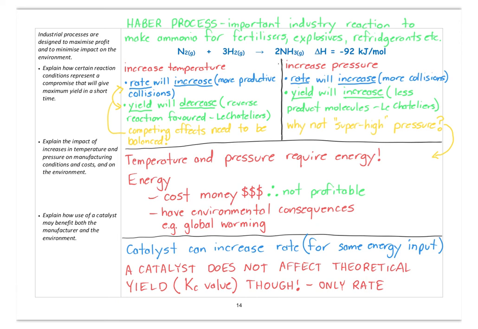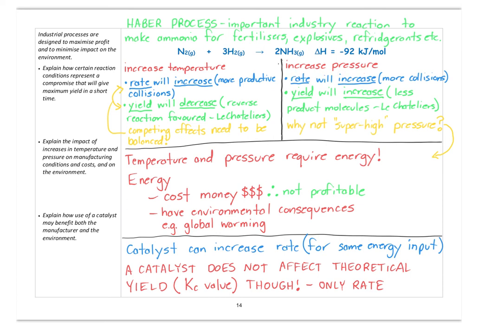And what a chemical engineer would need to do is basically come up with a balance. So find out at what point will I get not too slow a rate, but a good enough yield. I don't want to go to a super high rate, but have a very low yield. I don't want to have a very high yield, but a very slow reaction. So it's about balance.